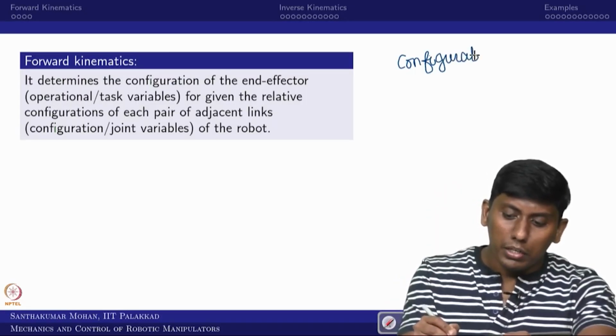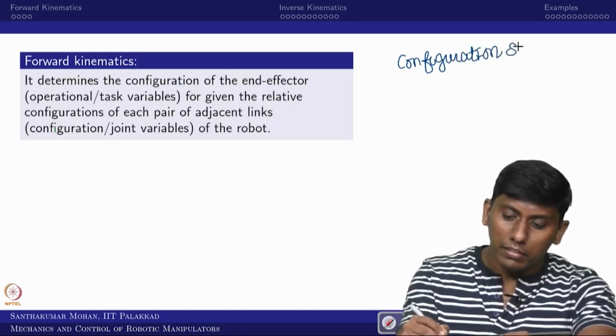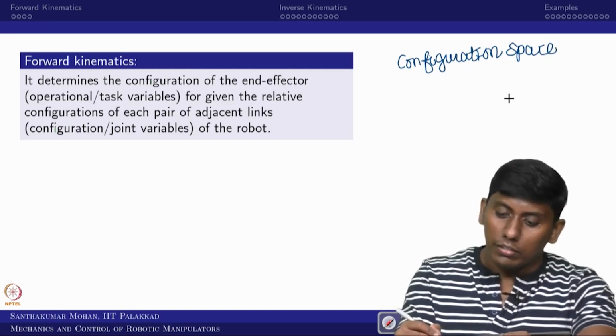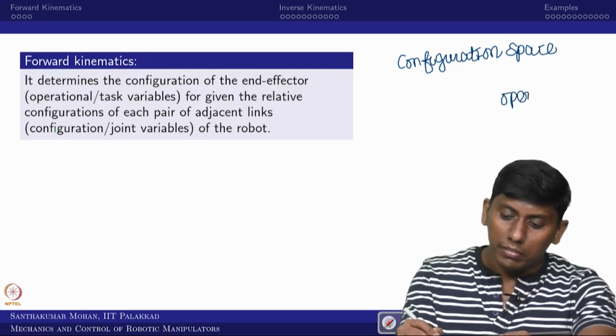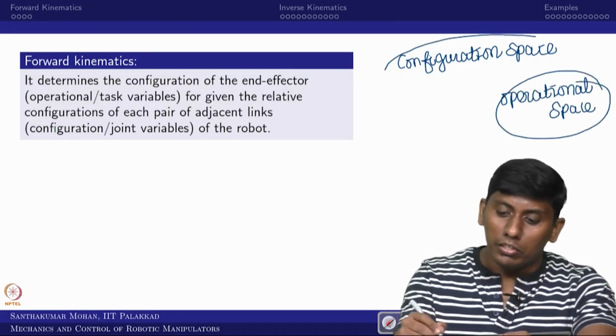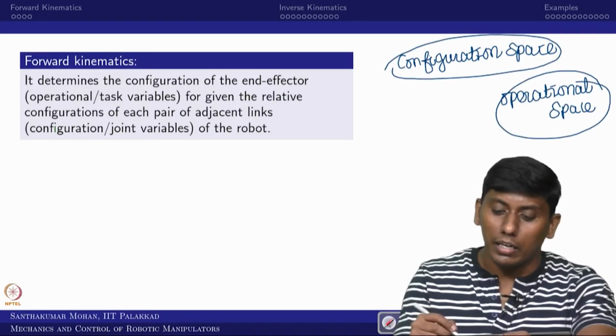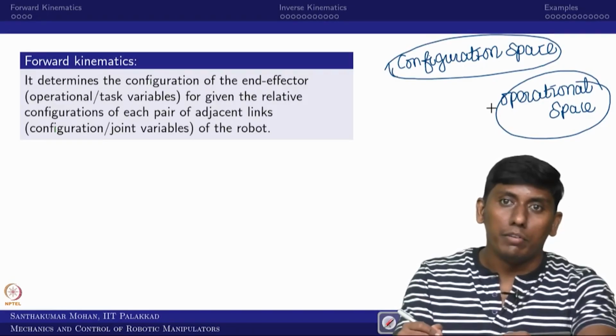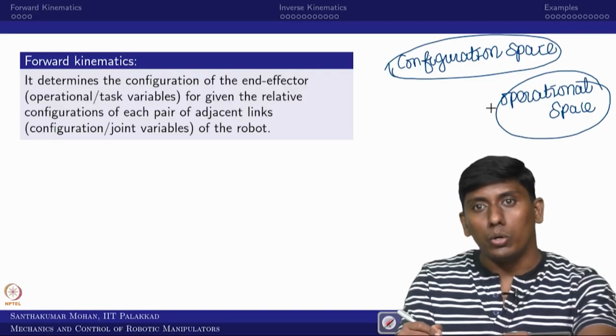One is the configuration space, and the other is the task, or operational, space. Operational space means the end effector position and orientation in our understanding. Configuration space variables are the joint variables, in the sense of joint angles and joint distances.